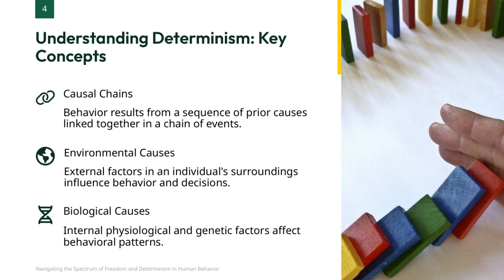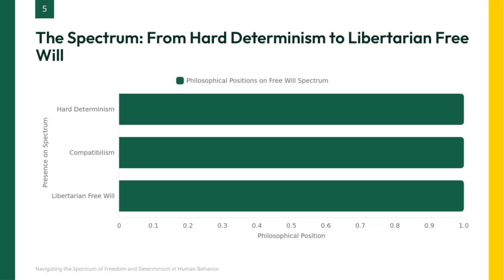The image of the hand stopping the dominoes illustrates how these factors interact and sometimes intervene in the flow of behavior. Together, these concepts give us a well-rounded perspective on how determinism operates. Here we see a horizontal bar chart representing the spectrum of philosophical positions on free will. On the y-axis, we have the three main stances: hard determinism, compatibilism, and libertarian free will. The x-axis measures their presence or prominence on this spectrum.